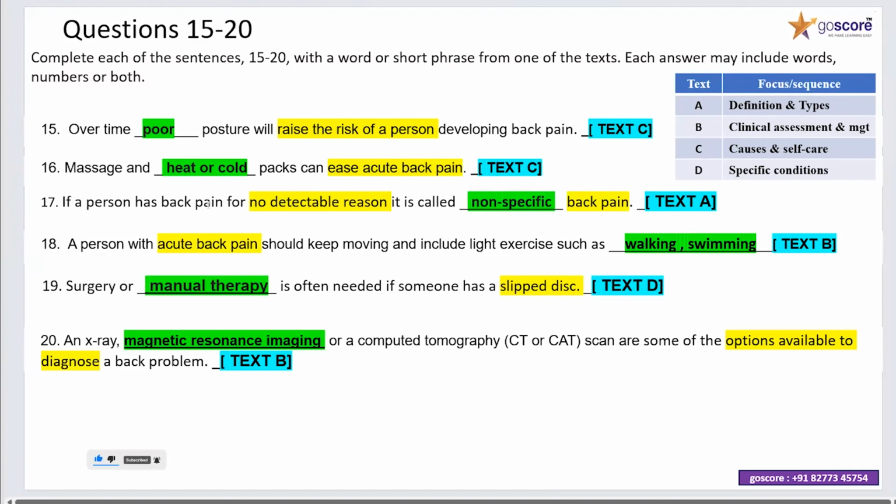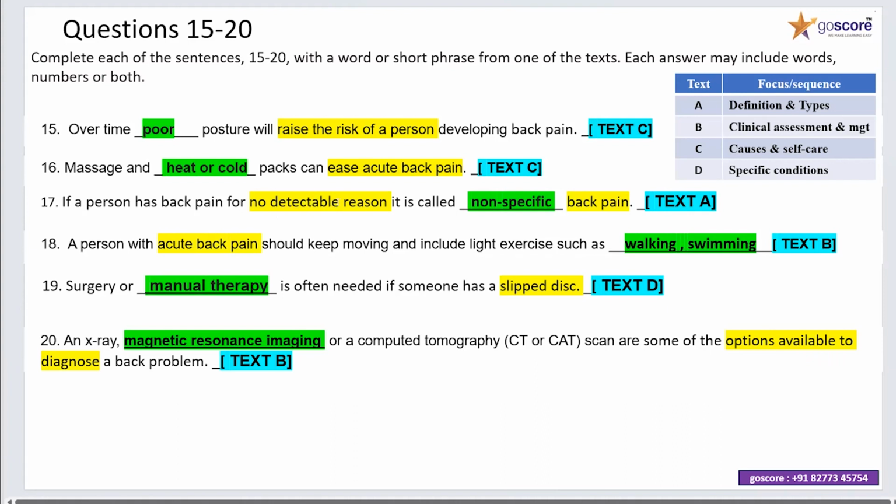if a person has back pain, you'll think, okay, where do I have to search? You don't know where it is. So you will take a word, for example, no detectable reason, and you'll search for the word detectable in the text. But you will not find that word, because they will definitely use some synonymous language, or sometimes they will paraphrase the sentence. Synonym is nothing but the same meaning with a different word.